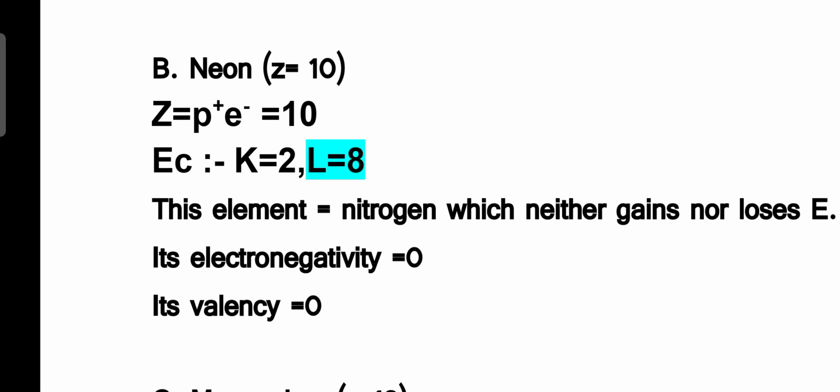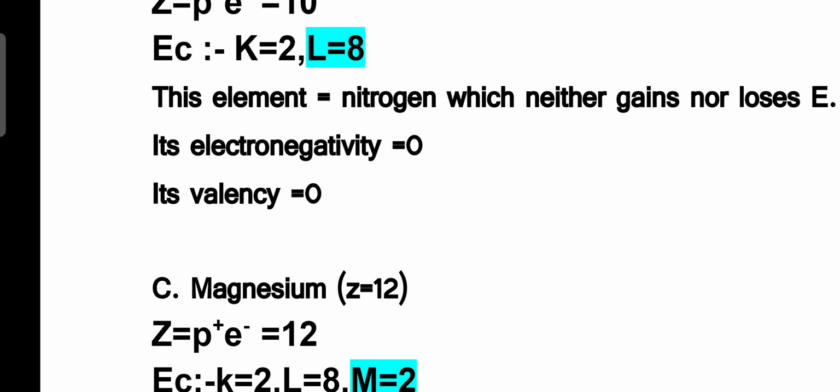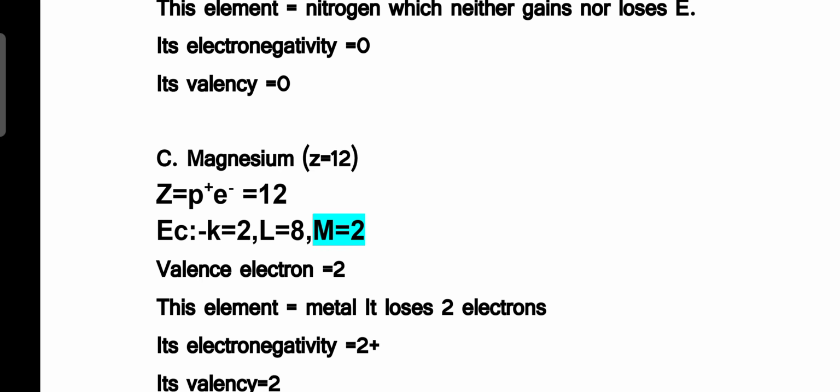Second example given is neon. Z is equal to 10. That means atomic number is 10. Proton and electron both are 10. If we write the electronic configuration, K has 2, L has 8 electrons. L is the valence shell and the valence electrons number is also 8. When 8 electrons are there, this element neon does not gain or lose the electron. So its charge is 0, valency is also 0. It has no electronegativity, no electropositivity.